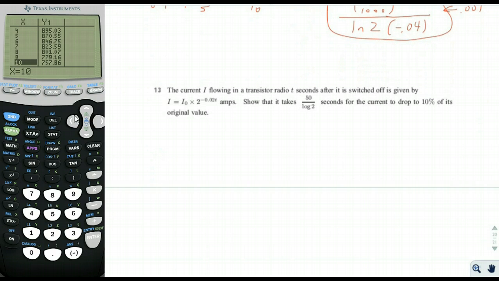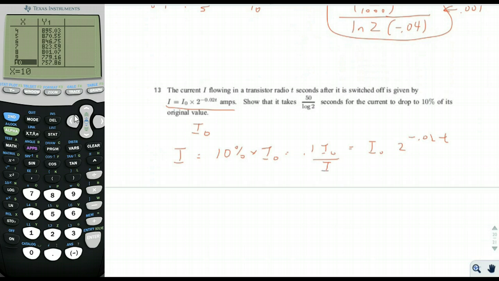Number 13, last problem. The electric current, I, flowing in the transistor radio t seconds after it is switched off, is given by this. Show that it takes 50 divided by log 2 seconds for the current to drop to 10% of its original value. Okay, so the original value is I0. The new value is I. So 10% of its original value would be 10% times I0, which is just equal to 0.1 times I0. So that is equal to I0 times 2 to the negative 0.02t.